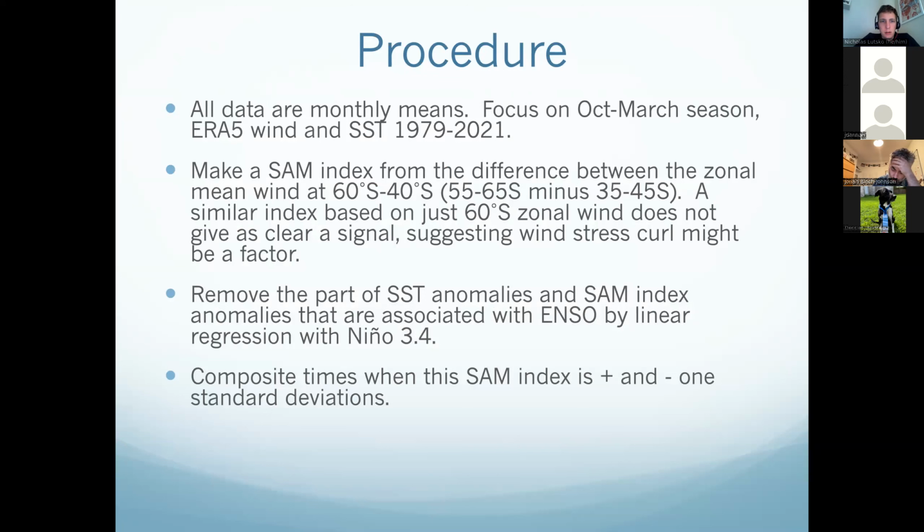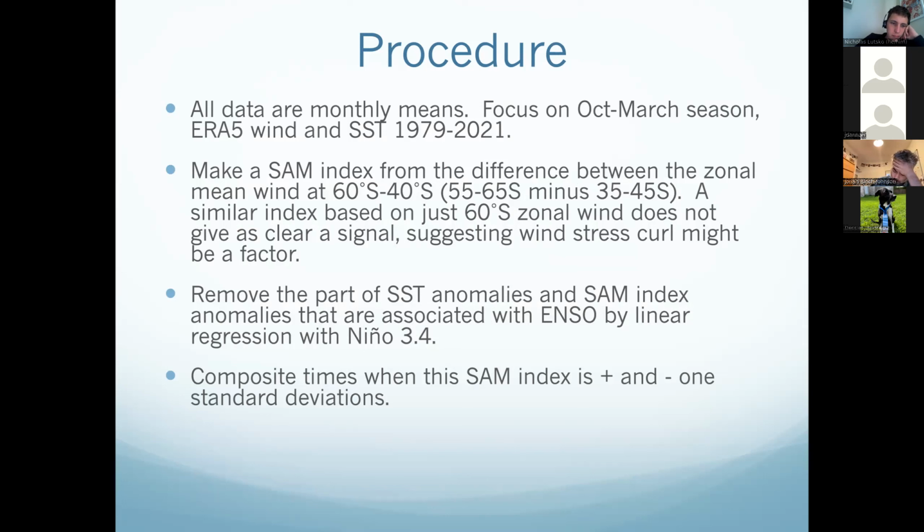So I make a Southern Annular Mode index from the difference between the zonal mean wind between 40 and 60 South. So I take the 55 to 65 South average and then subtract the 35 to 45 degrees South average. A similar index based just on 60 degrees South zonal wind does not give quite as clear a signal. So maybe the wind stress curl is a factor here. I'm just speculating.